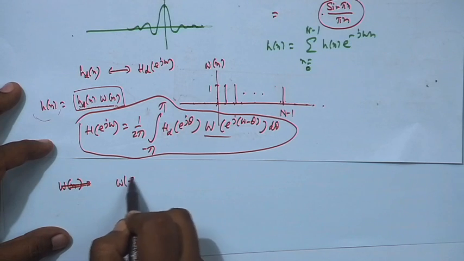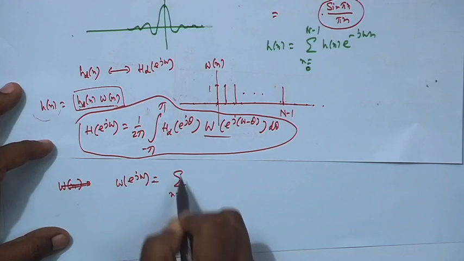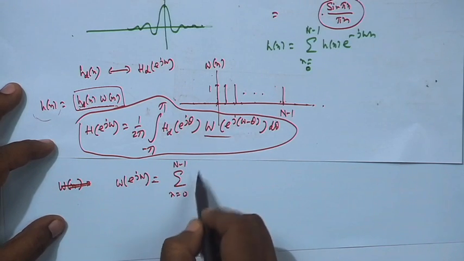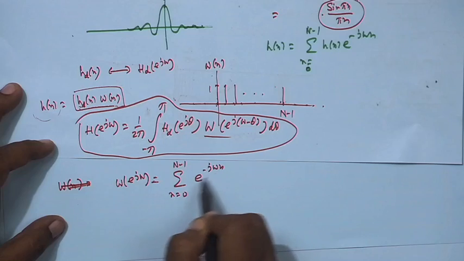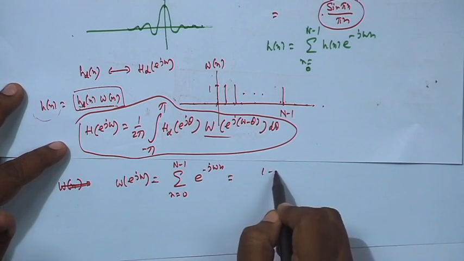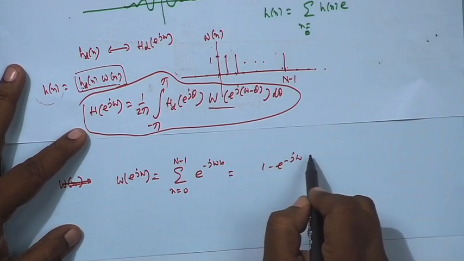Sorry, W e to the power j omega. It will be the sum from n equal to 0 to n minus 1. The terms are 1, 1, 1, 1, 1, so all are 1. So, no point in putting 1 here, just e to the power minus j omega n into 1. And if you go on summing, it will be e to the power minus... a GP series.